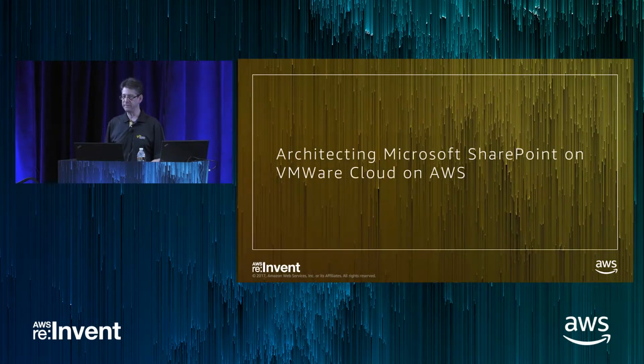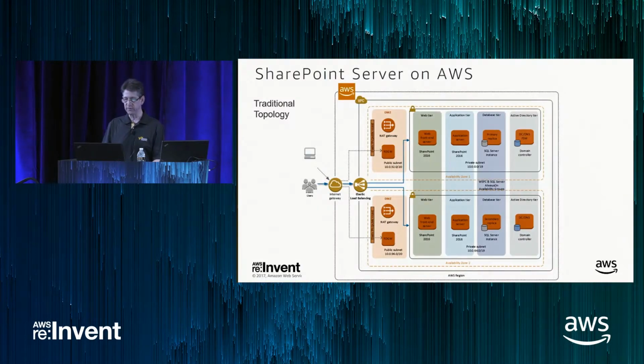Okay, now I want to take this from the architectural level to an actual example, and walk through what an actual example would look like. And like I said at the beginning, I decided that SharePoint would probably be a pretty good example. So this diagram is what we normally show and talk about when we want to talk about SharePoint running on Amazon Web Services. No VMware involved whatsoever.